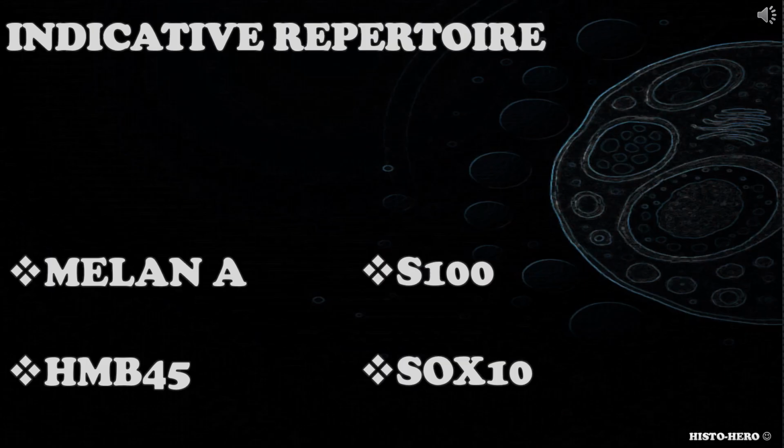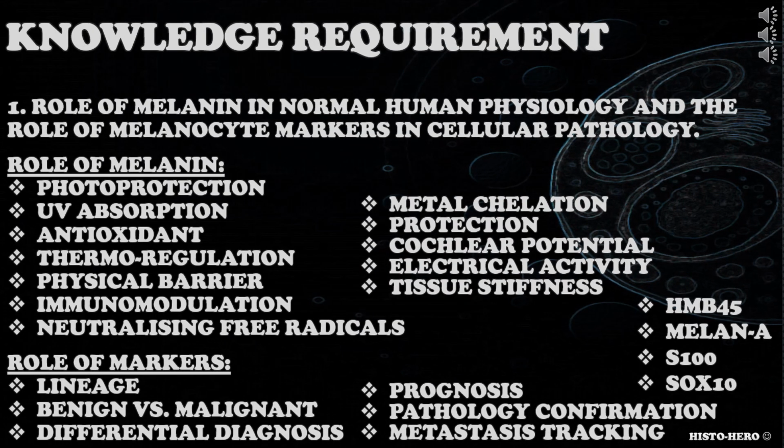The portfolio offers indicative repertoire for this subsection that includes Melan A, HMB 45, S100, SOX 10. The knowledge requirement explains what knowledge is expected of the candidate in relation to the relevant subsection. Candidates should be able to demonstrate their knowledge at the specialist level. Think about what knowledge they had as a Band 5 BMS. How would that differ to the knowledge of a Band 6 BMS? That specialist level of knowledge would allow the candidate to troubleshoot, problem solve, verify or validate.